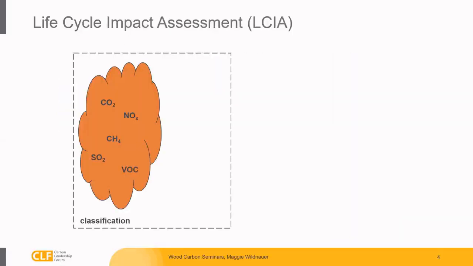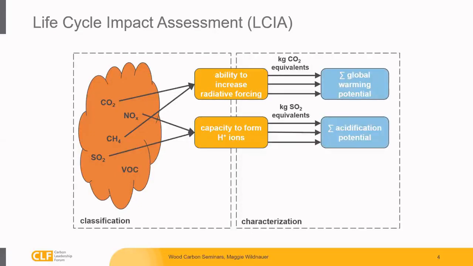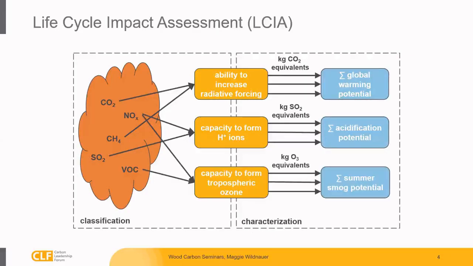The lifecycle impact assessment takes those emissions or resources, depending on the methodology and category you're looking at, and characterizes them based on their ability to, in this case, increase radiative forcing, and that creates global warming potential. And then there's other impact potentials that can be talked about as well. But when I'm talking about life cycle impact assessments, I'm really talking about the global warming potential. So it's after it's been characterized into global warming potential.